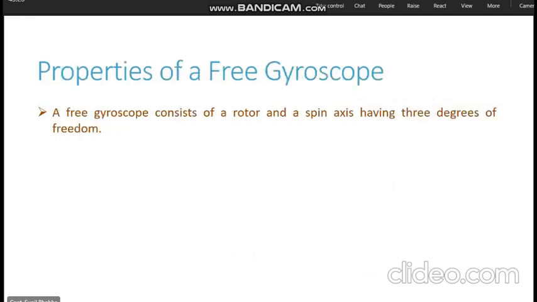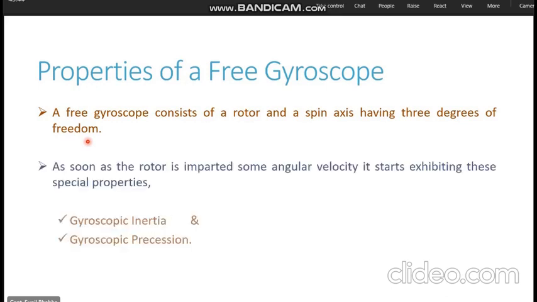We are now moving into the special properties of a free gyroscope. We know that a free gyroscope consists of a rotor and a spin axis having 3 degrees of freedom. Freedom to spin clockwise or anti-clockwise, freedom to tilt up and down, freedom to drift east and west. Now, as soon as we make a free gyroscope, we have the 3 degrees of freedom and the rotor is imparted some angular velocity. It starts exhibiting two special properties. These are gyroscopic inertia and gyroscopic precession. We are now going to understand these two properties one by one in detail.